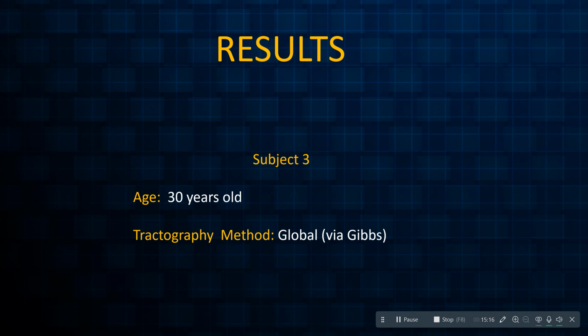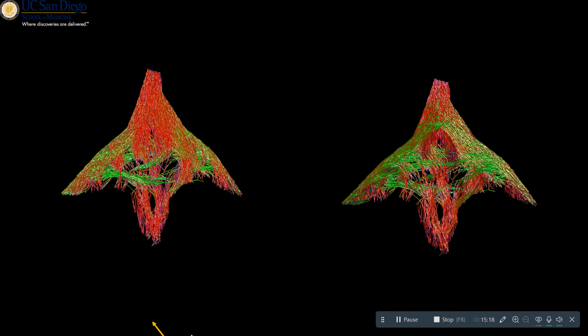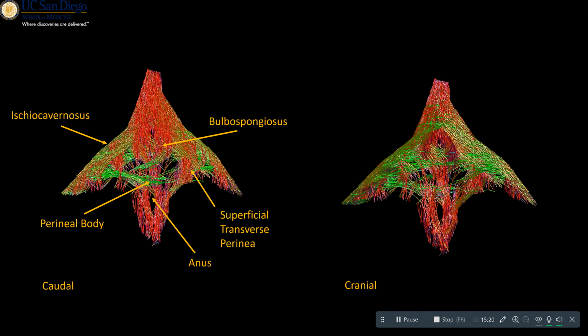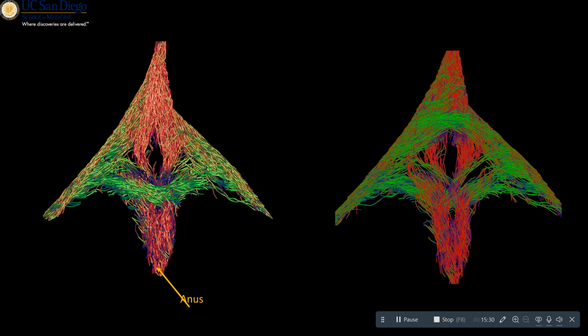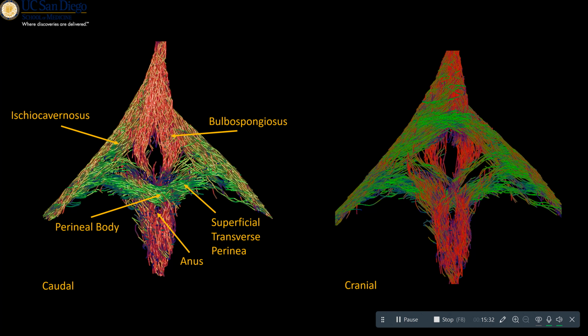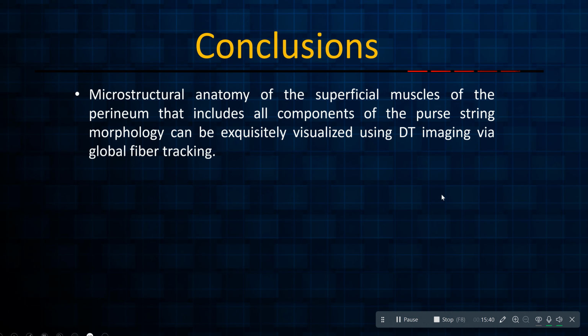Now a 30-year-old female. I'm going to show you the deterministic. So the anus, the perineal body. You can see the caudal and cranial. You can beautifully see the crossings. Another 21-year-old female. I'm going to show you only the results using fiber tracking. As you can see in all of the subjects, you can see beautifully the crossings of the fibers within the perineal body. And this was the same in all the other 6 females.